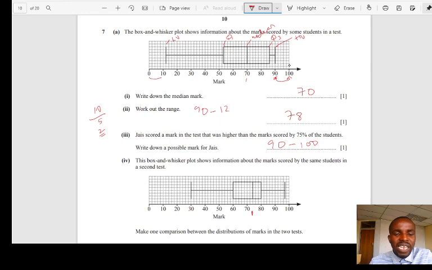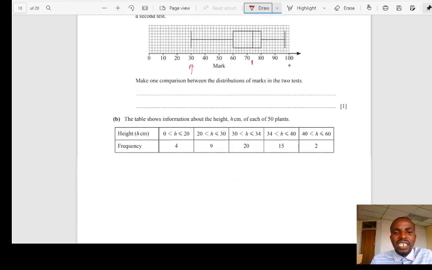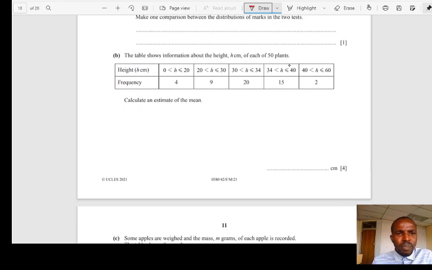Then the lowest mark there is 12 on the first, but here it is 30, which indicates better performance. Done. Next, part B.